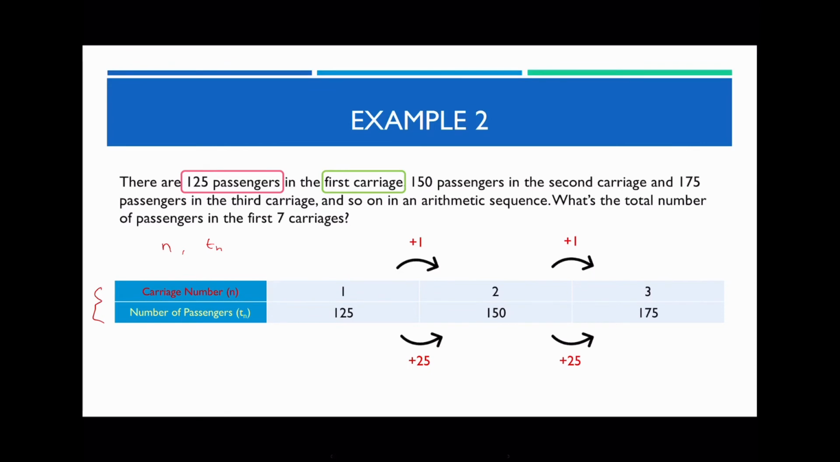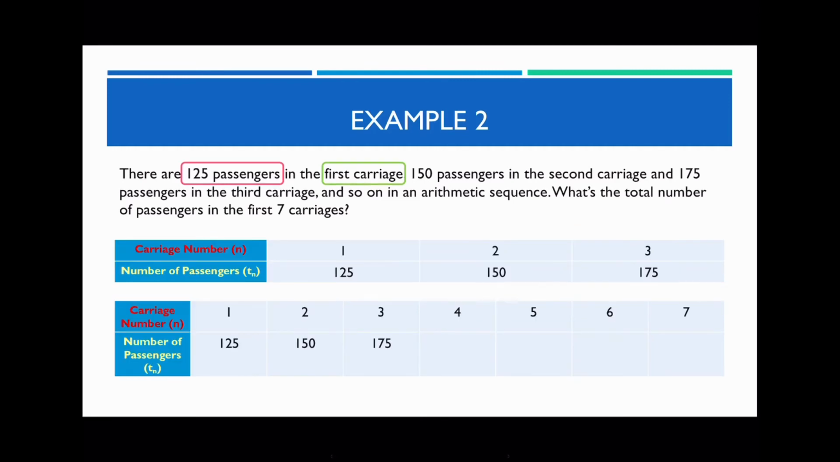So once you've identified that, then you can actually start answering the question. The question asks us, what's the total number of passengers in the first 7 carriages? We've already got the number of passengers for the first 3. So what we need to do is pretty much extend this table to 7 and find out how many passengers can fit in the 4th, 5th, 6th, and 7th, and add up all those values together.